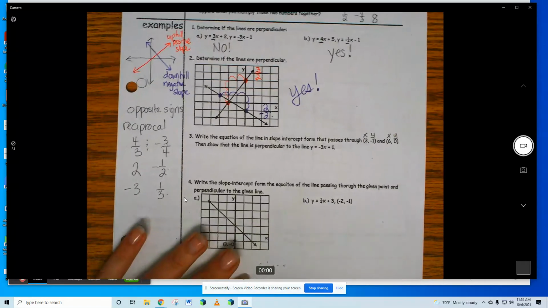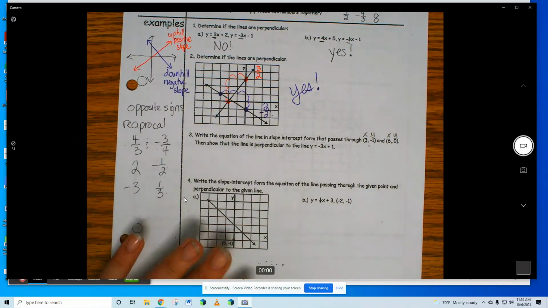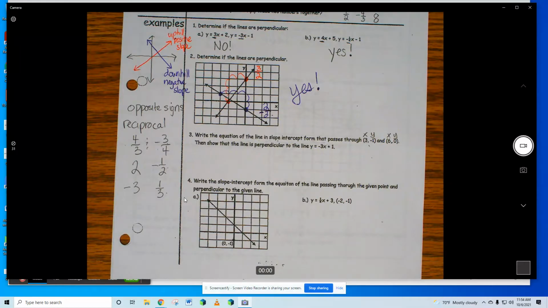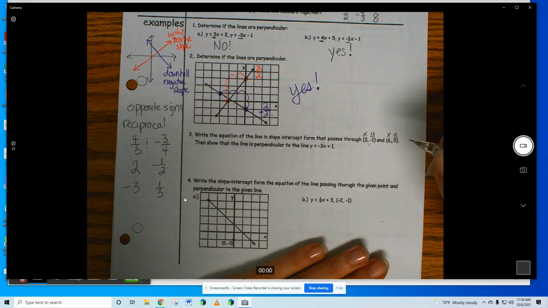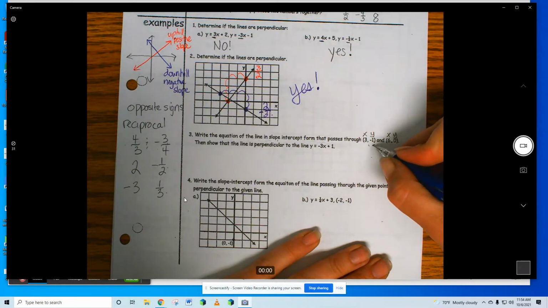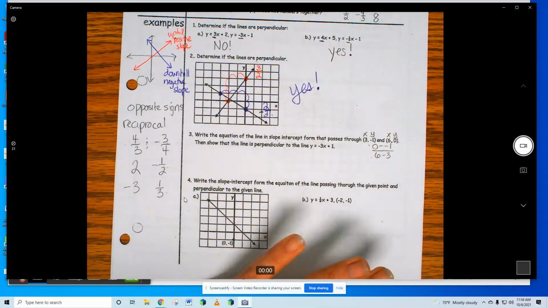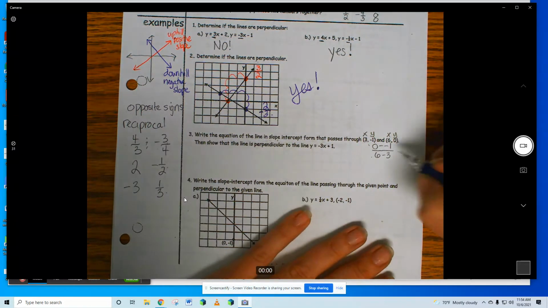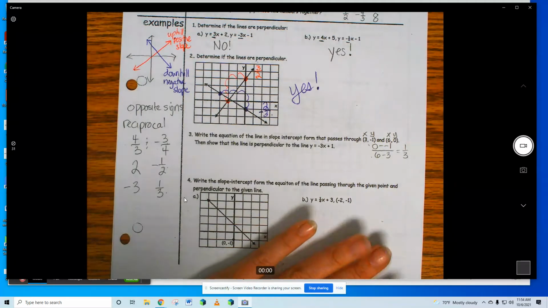When you're given 2 points, how do I find the slope-intercept form? When I'm given 2 points, how do I find the slope-intercept form? Yes, ma'am. Okay. Yeah, that'll be 0 minus -1 over 6 minus 3. 1/3.